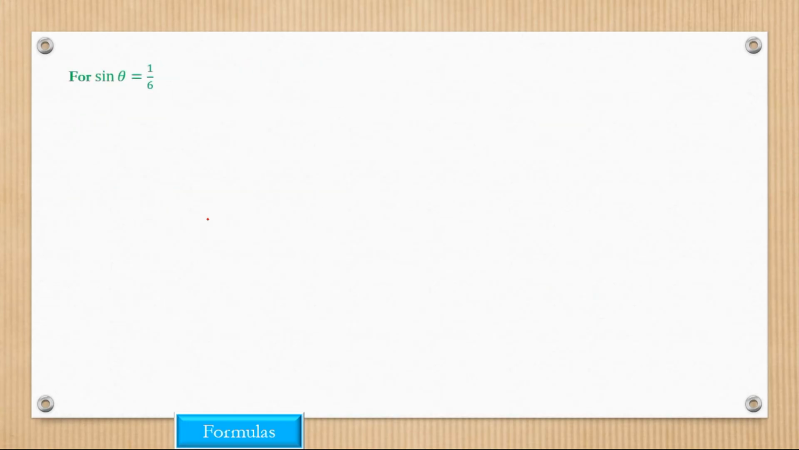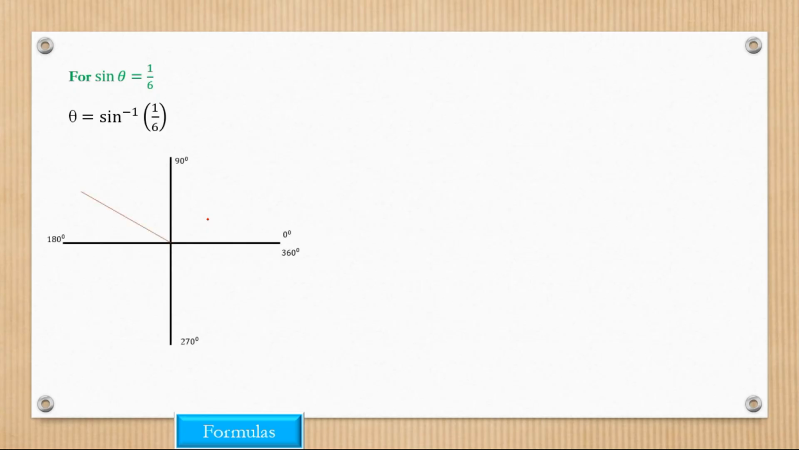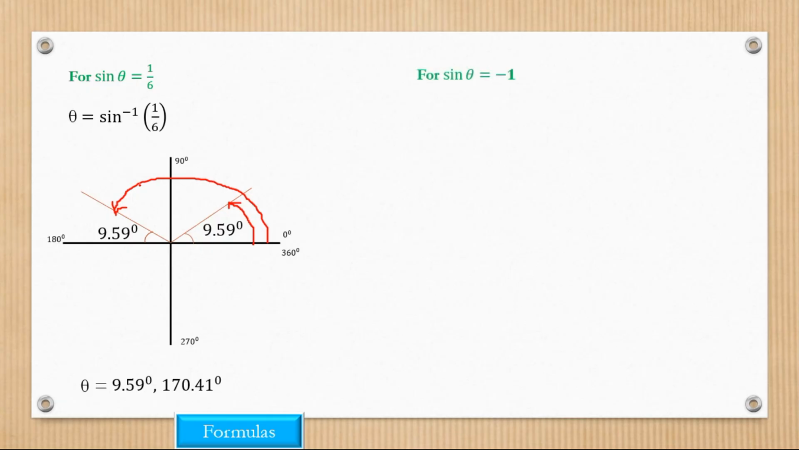So for sine theta equal to 1 over 6, we know that sine inverse of 1 over 6 will give us a value of 9.59, and then we're going to place the 9.59 in regions where sine is positive, and that is in this quadrant and in this quadrant. So our first rotation will have 9.59 as our first value. Then we have 180 minus 9.59 as our second value, so our values of theta are 9.59 and 180 minus 9.59, which is equal to 170.41.